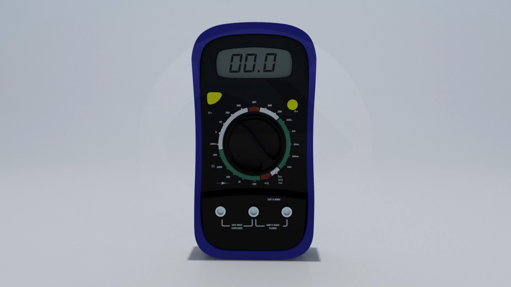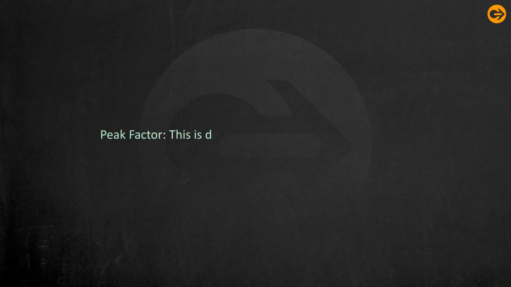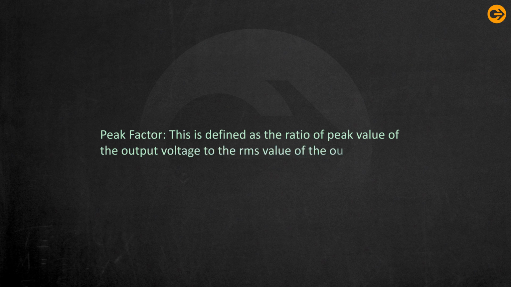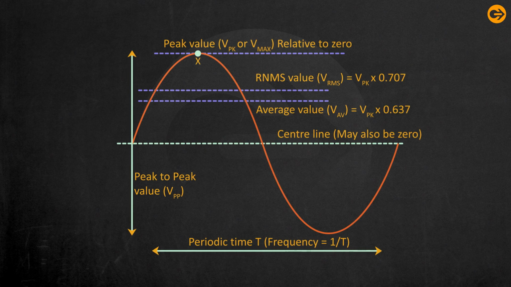Peak factor. This is defined as the ratio of peak value of the output voltage to the RMS value of the output voltage. But why is peak factor required? Peak factor is used to determine how extreme the peaks are in a waveform. A peak factor of value 1 indicates a waveform of no peaks, such as a DC output or a square wave.